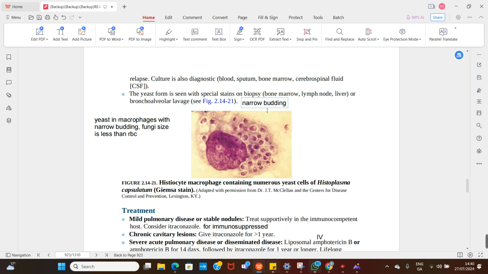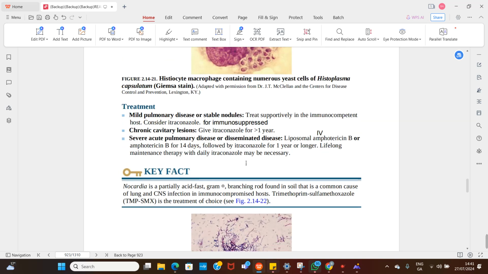Another thing that the question might add to the yeast shape is what they call narrow body. It is not only Cryptococcus neoformans that has narrow-based budding; histoplasmosis can also have narrow body. Their yeast is going to be smaller than the red blood cell and is going to be infiltrating into the macrophages. How do you treat?